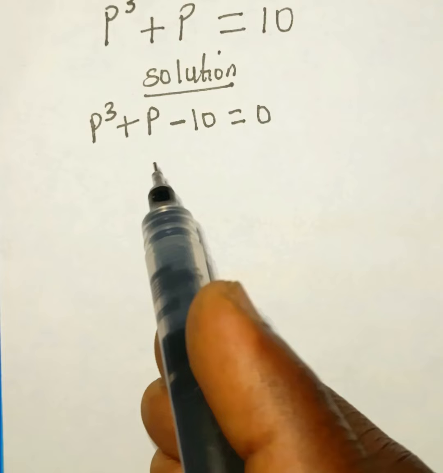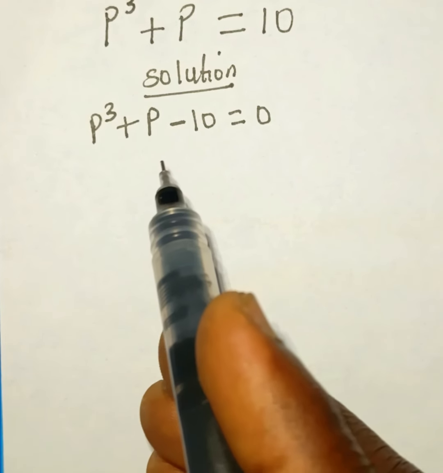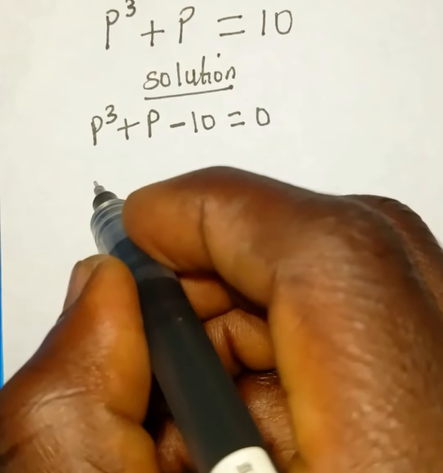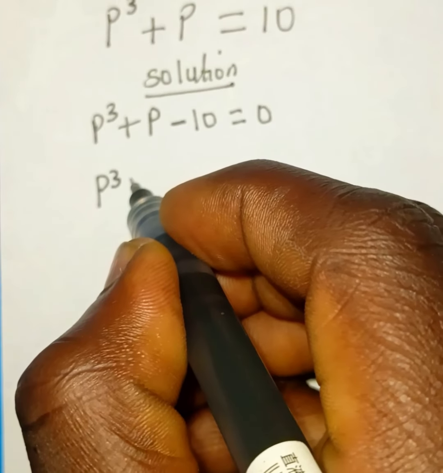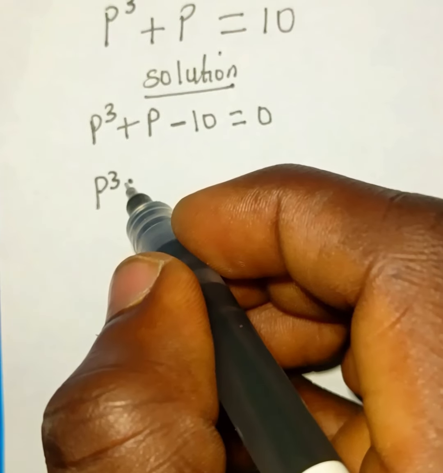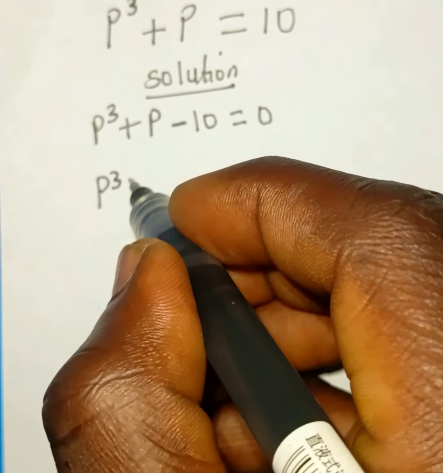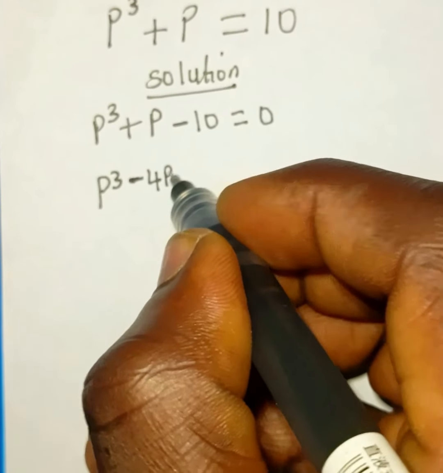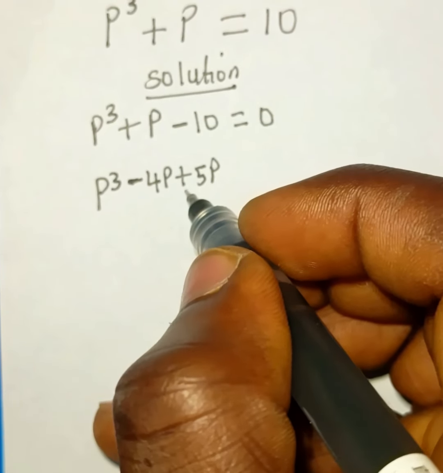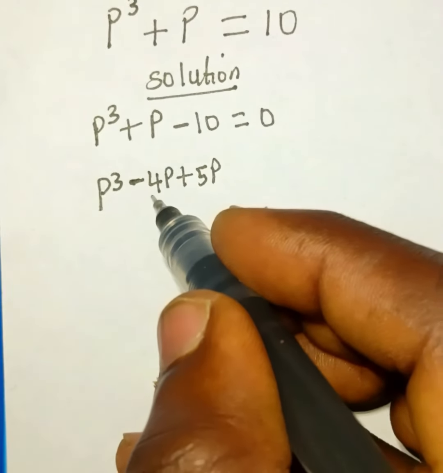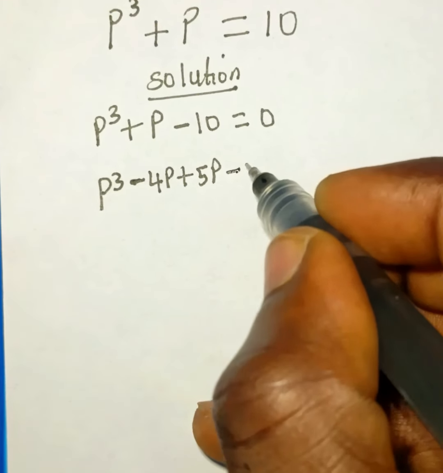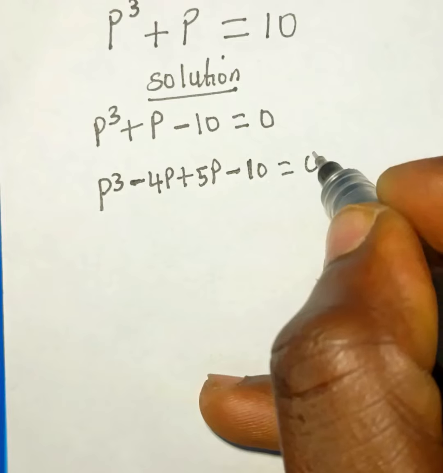The next thing we're going to do, if you look at these terms, 1, 2, 3, this is just 3 terms, so we want to make it 4 terms so that we can group into two terms. So we have p raised to the power of 3, then this p can also be written as minus 4p plus 5p. If we write minus 4p plus 5p, it's going to give us positive 1p. So we just transform this p as negative 4p plus 5p. Then this minus 10, which is going to be equal to 0.